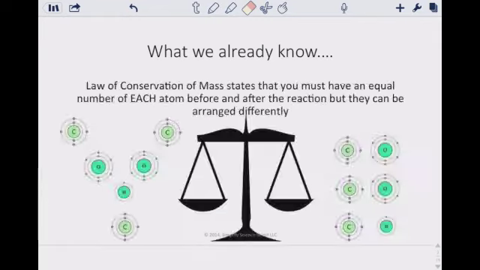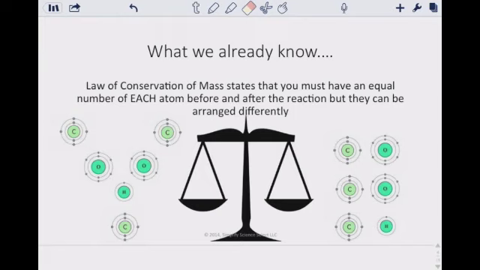What else do we know? We also know that the law of conservation of mass states that you must have an equal number of each atom before and after a reaction, but they can be arranged differently. So the law of conservation of mass means that whatever we start with is what we finish with. We start with the same number of atoms, we end with the same number of atoms. And so that's the law of conservation of mass.